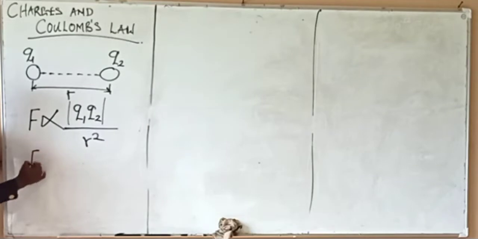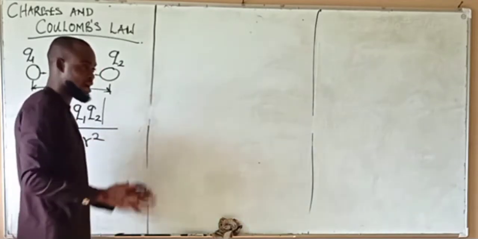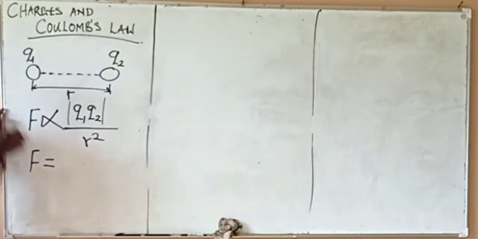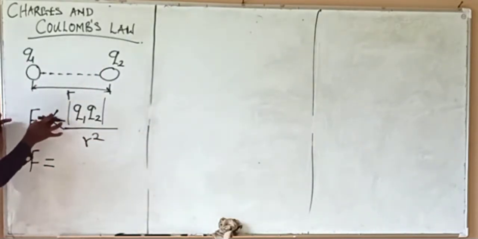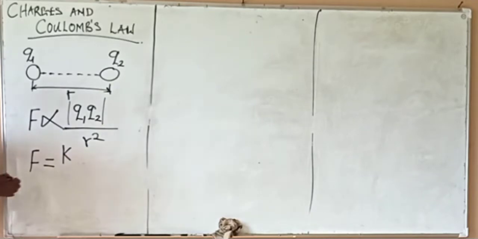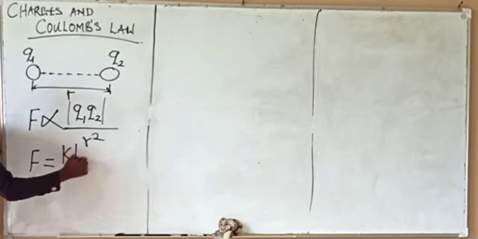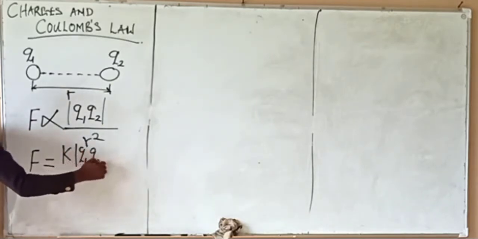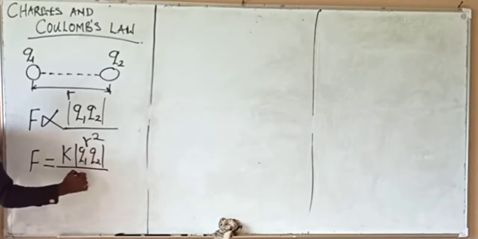Now, if you want to write this as an equation, you introduce an equal sign. You are not having an equation with the proportionality sign, so you replace it with an equal sign and insert a constant k. Then you have F equals k Q1 Q2 over R squared.